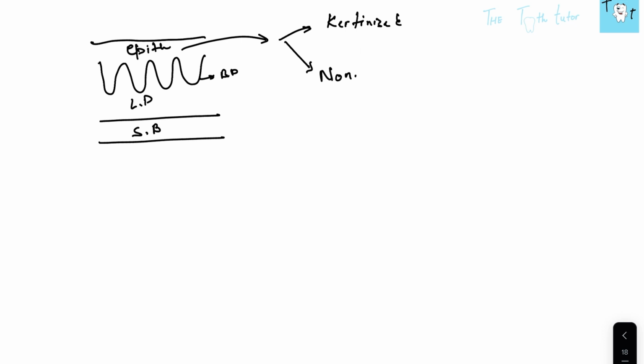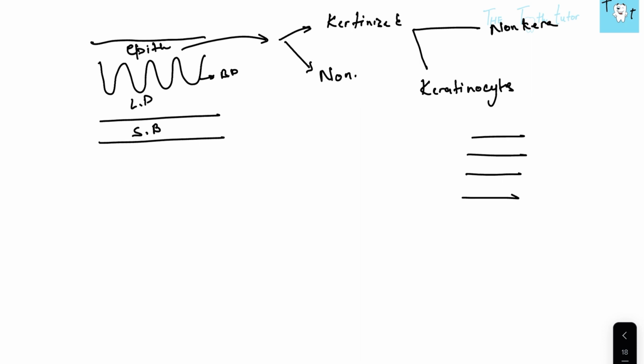The keratinized epithelium consisted of keratinocytes and non-keratinocytes. We had four layers. In the keratinocytes, we had basale, spinosum, granulosum, and a layer of cornified cells. The process of formation of this entire thing was called keratinization, where the basale divided and formed all the following layers, and then ultimately it was shed off.